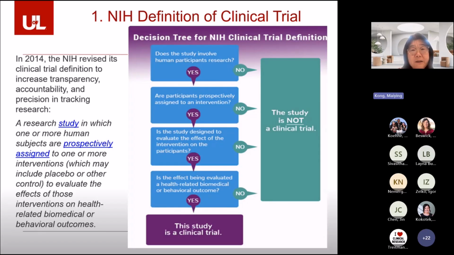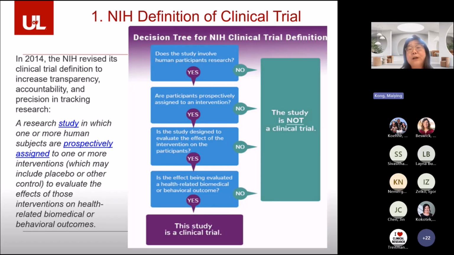Here we are in clinical translational research. The NIH definition for a clinical trial is a research study in which one or more human subjects are prospectively assigned to one or more interventions, which may include placebo or other control, to evaluate the effects of those interventions on health-related biomedical or behavioral outcomes.